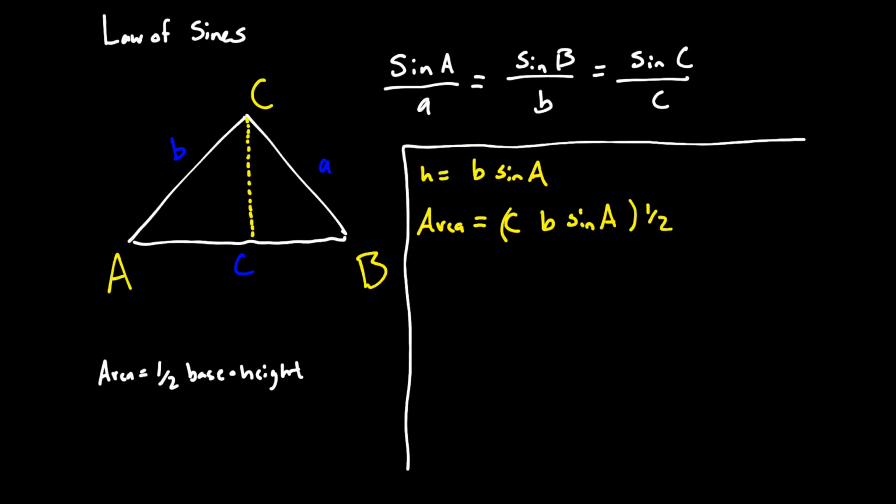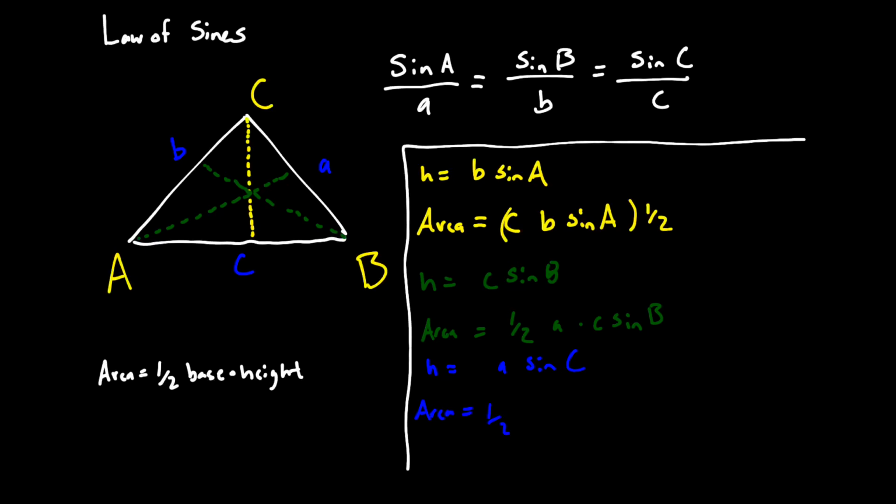We can play the same game. Another way that we can find area is by subdividing the angle A. In this case, our height is going to be equal to c times sine B. Then we could write our area formula as 1/2 times a times c sine B. Playing this one more time, we could subdivide our angle B. In this case, we would have a height equal to a times sine C. In this case, our area formula would be 1/2 times b times a sine of C.